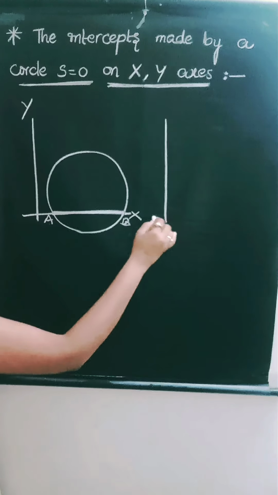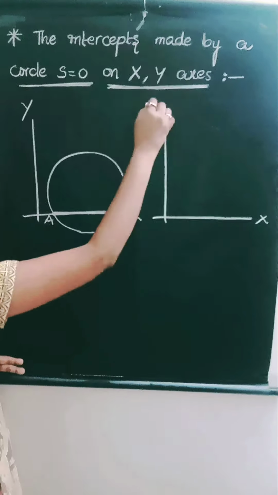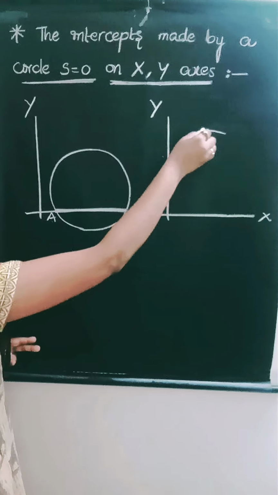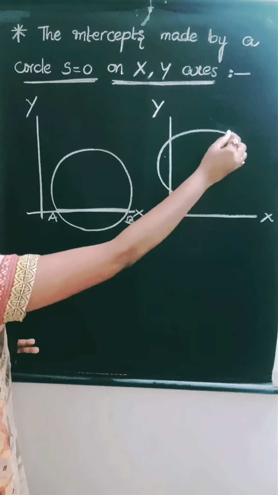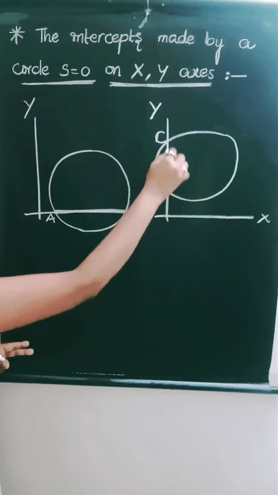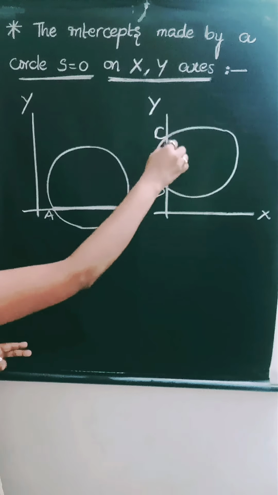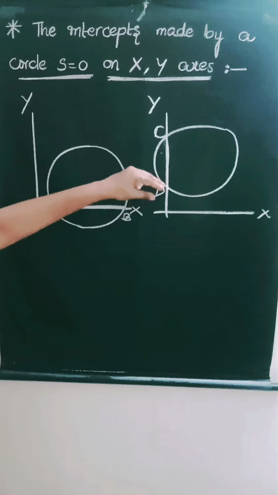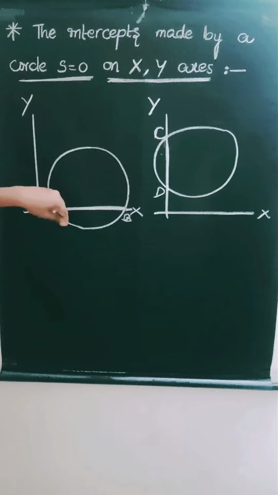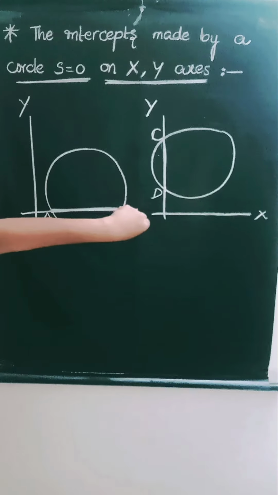Next we take the x-axis and y-axis also here. Again we are drawing one circle such that the circle cuts the y-axis at 2 points C, D. Then the length CD is called the y-intercept of the circle. That is the intercept made by the circle on the y-axis. This is the intercept made by the circle on the x-axis.